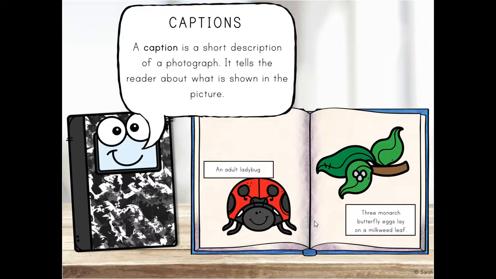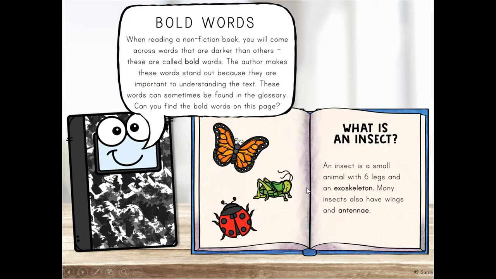Captions. A caption is a short description of a photograph. It tells the reader about what is shown in the picture. An adult ladybug. 3 monarch butterfly eggs lay on a milkweed leaf. Here are some examples of captions.